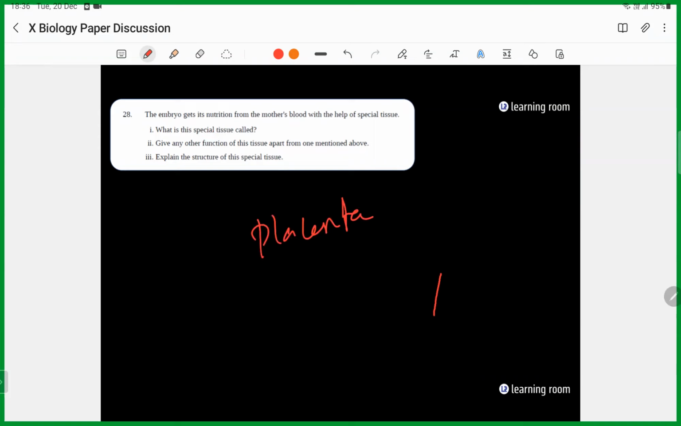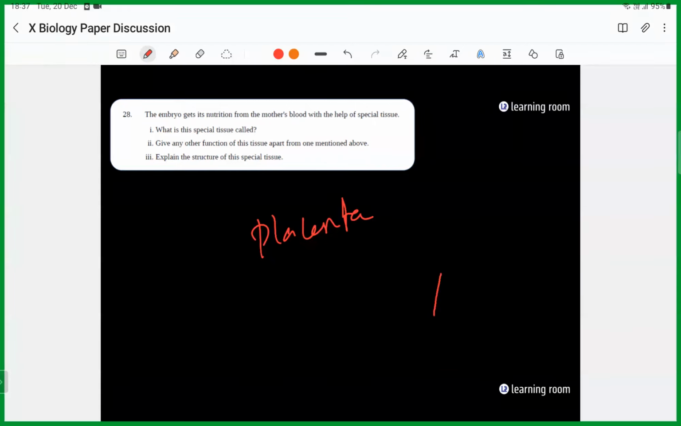Give any other function of the tissue apart from the mentioned thing. It helps in transporting the waste materials from the baby embryo to the mother's blood. Very good. Waste removal. Supplies good substances and collects waste substances. Very good.